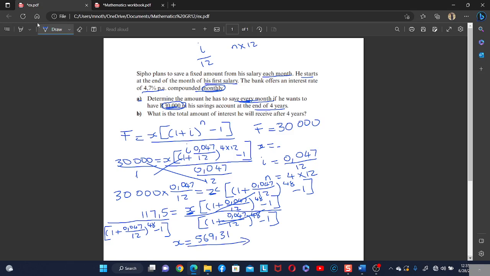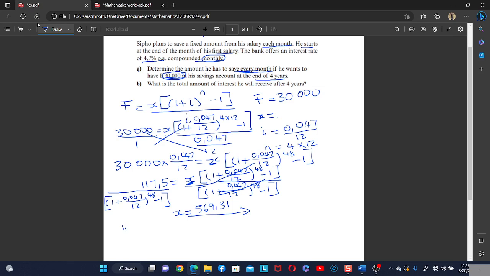Okay, and then letter B. Letter B is saying, what is the total amount of interest he will receive after 4 years? How much interest will he receive after the period of 4 years? We are talking about the interest. Okay, so he is putting 569.31 for how many months? For a total of 48 months. 4 times 12 is 48 months.